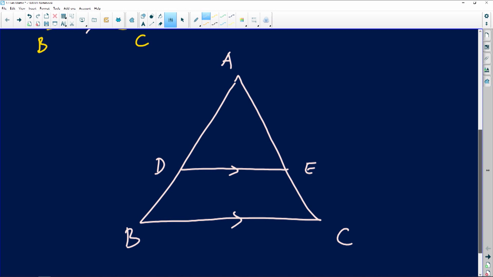So what are we required to prove? We are required to prove that if you take AD and divide it by DB, you'll get the same length as when you take AE divided by EC. Very important for you to keep that in mind.